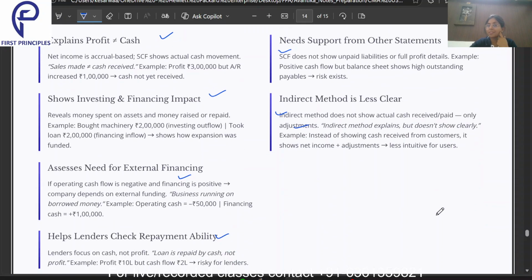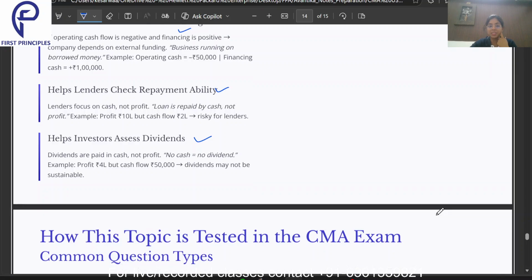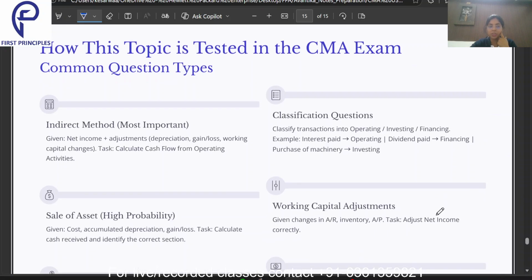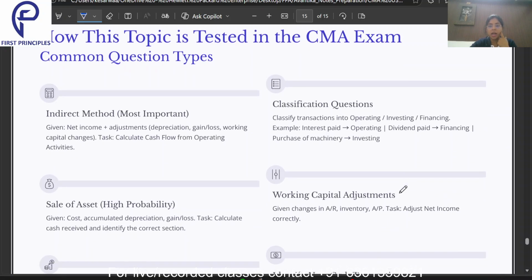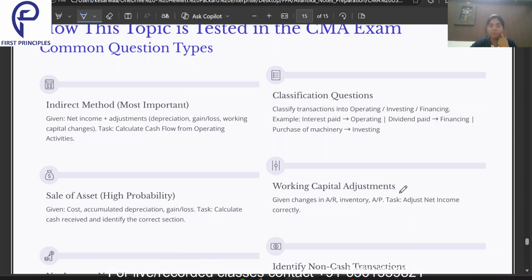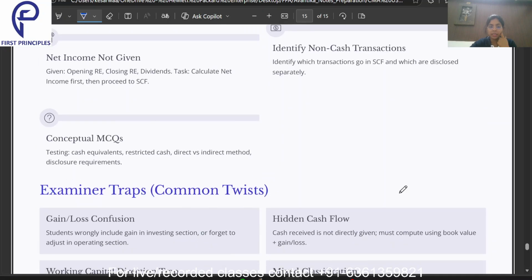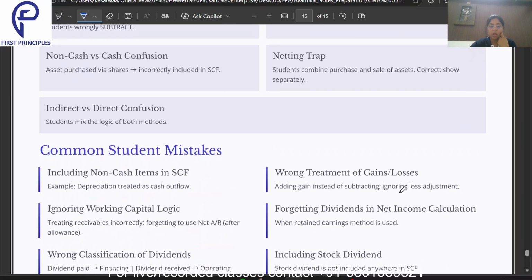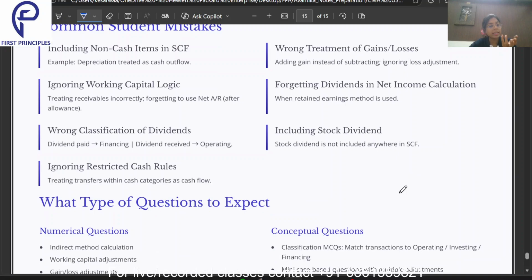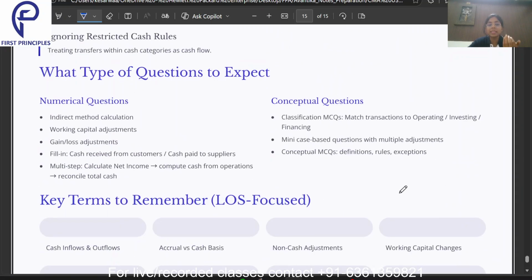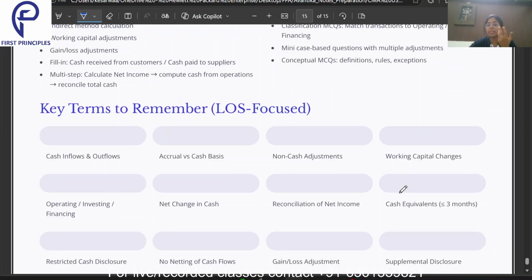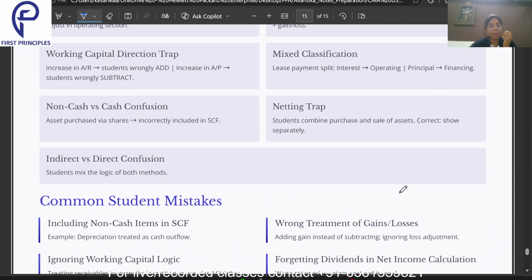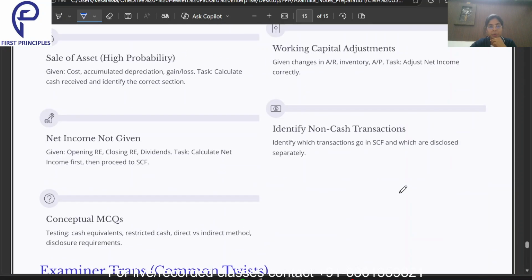So yeah, that's all about the statement of cash flows. In this last slide, I will leave it for you guys to understand yourself, because this shows us how this topic can be tested in the exam: what are the common question types, any examiner traps or common twists you can watch out for, what are the mistakes that students make in the examination, what type of questions we can expect, and what are the key terms to remember. So these are all the things. I will leave it for you guys. Anyways, I'll see if we need to cover this particular thing as well.